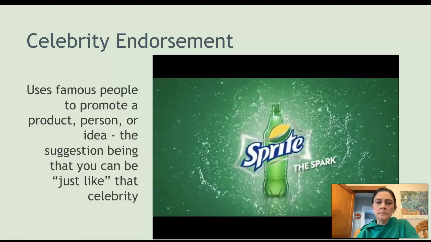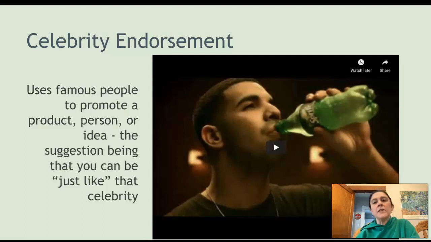Started off local. All right, so the idea here is, here's Drake and he's not feeling it, and then he drinks his Sprite, and then he turns into a rhyme spitting machine after he drinks the Sprite. So if you want to become a rhyme spitting machine like Drake, drink Sprite. That's the celebrity endorsement. Plays on our emotions, our desire to be like someone.